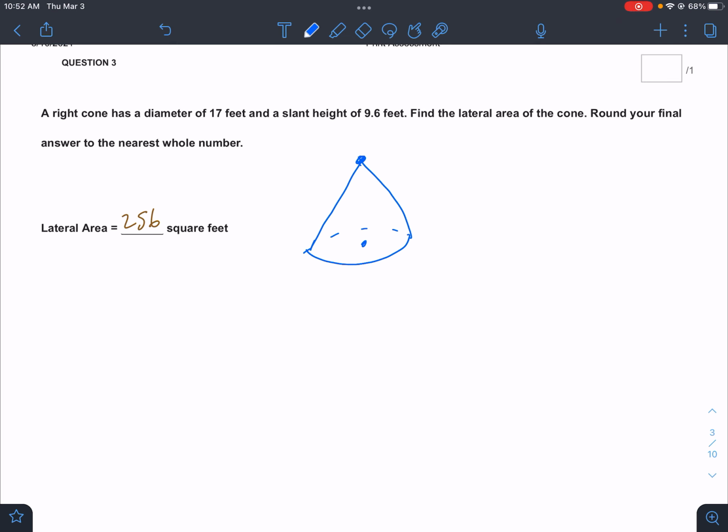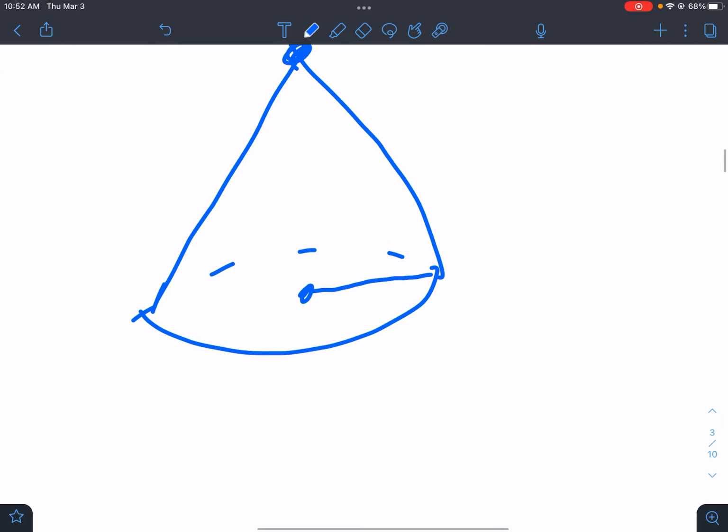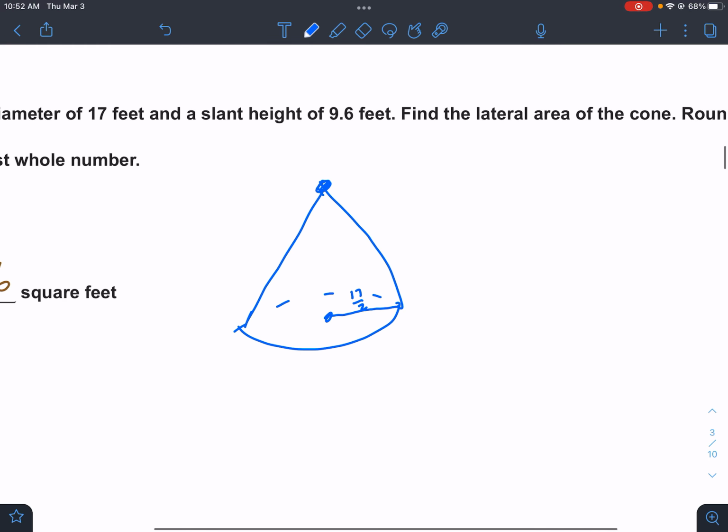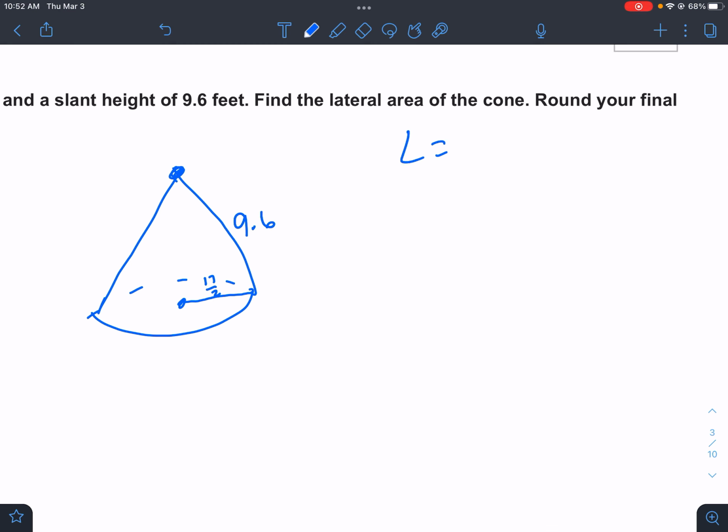Has a diameter of 17 feet. Well, I don't care about the diameter. I care about the radius. The radius is half of that, which is 17 over 2. And a slant height of 9.6. Find the lateral. The lateral is pi r l. So for this problem, it'll be pi times 17 over 2 times 9.6. 17 over 2 times 9.6 is 408 over 5.